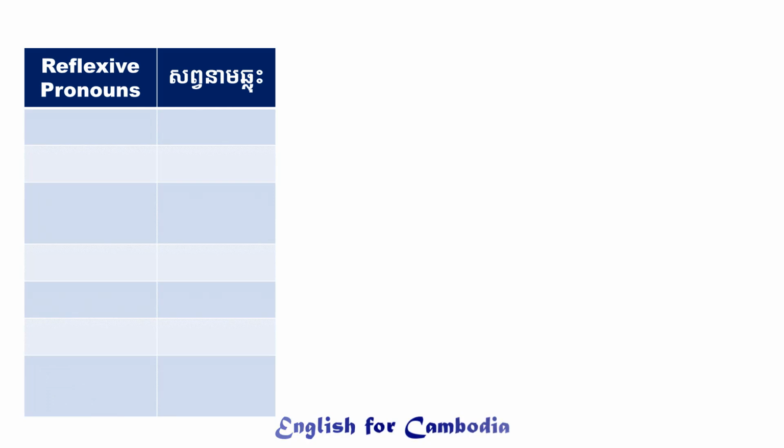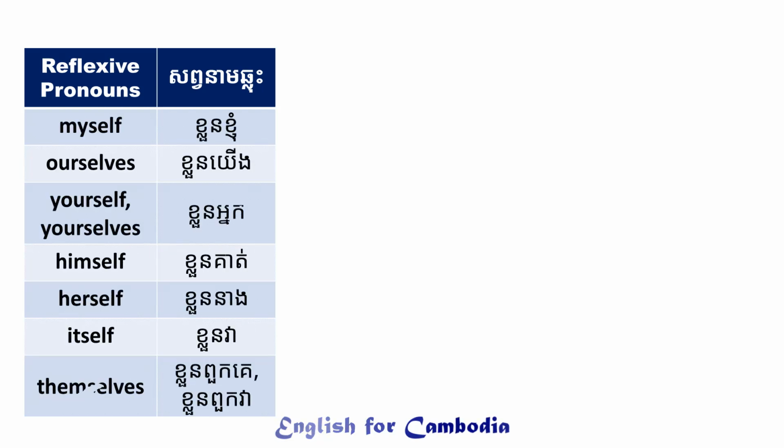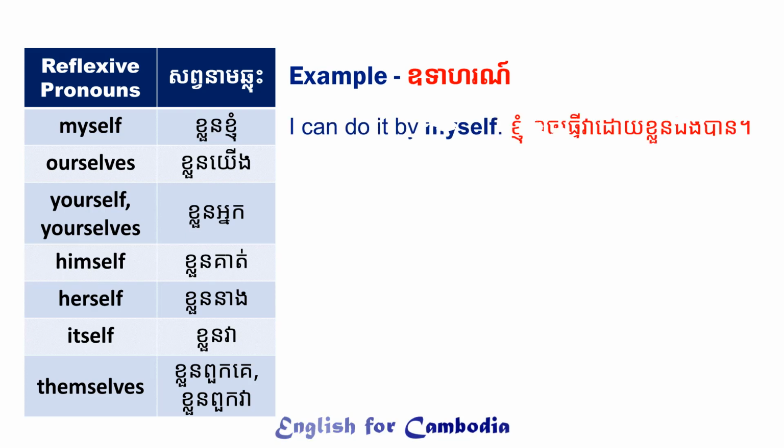Reflexive pronouns. Myself, ourselves, yourself, yourselves, himself, herself, itself, themselves. Example: I can do it by myself.